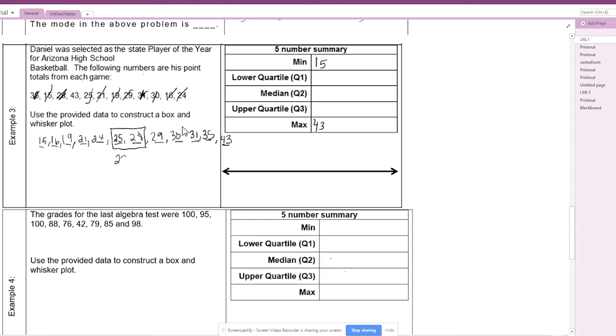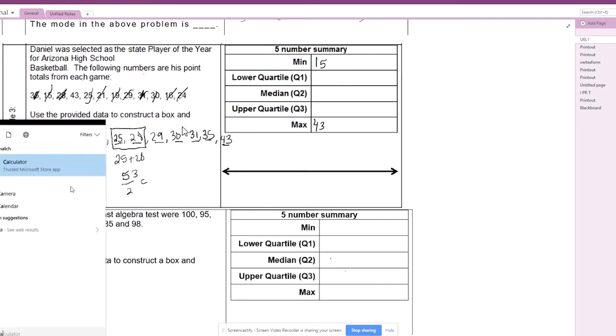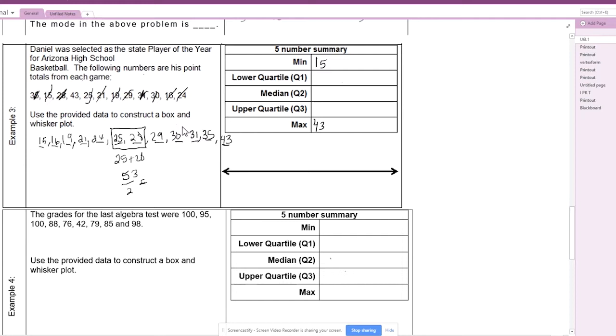So we have to add 25 plus 28. We get 53. And then we divide by 2. Let me pull up my calculator real quick. 53 divided by 2 is 26.5. So we get 26.5 as our median. Then we do these two. We find the upper and the lower.